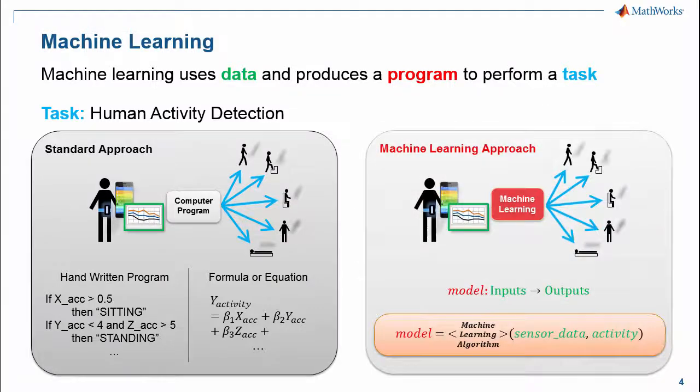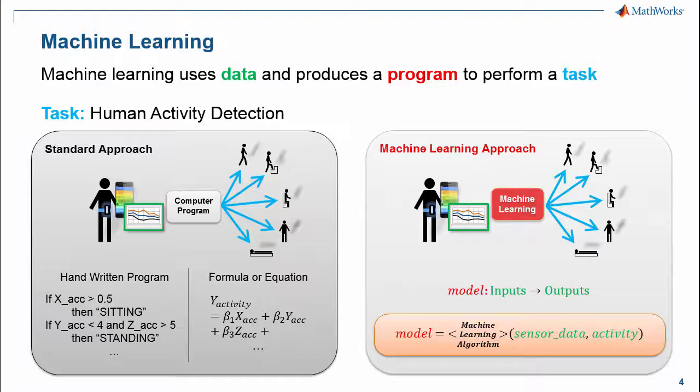The machine learning approach is to learn such a program directly from data. In this case, we provide the algorithm with input and output data and have it learn the program to solve this task. This step is often referred to as training. The output is a model that can now be used to detect activity from new sensor data. Notice I don't explicitly mention a specific machine learning algorithm because there are plenty of algorithms to choose from and each have their own strengths and weaknesses. We'll see that when we go through this particular example in detail.